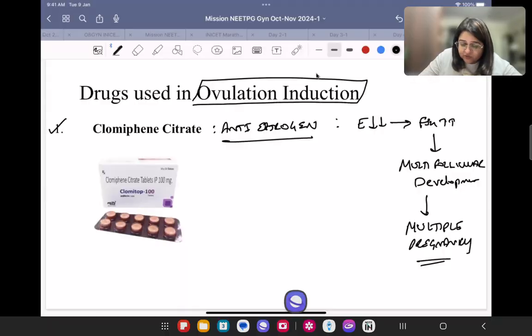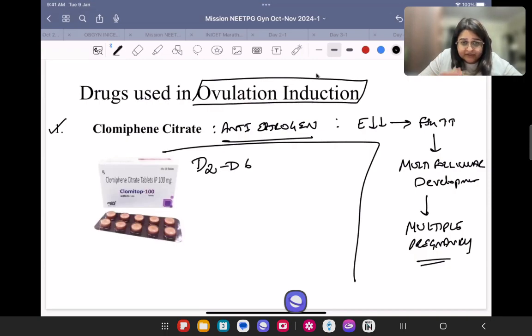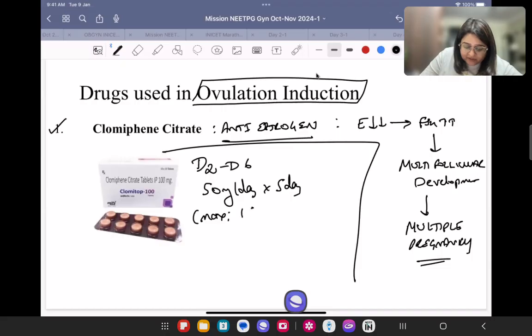Now the second thing you should know about clomiphene is कि हम कैसे देते हैं. So we usually give it on day 2 to day 6 of the period. That means we start on day 2 and give it for 5 days. The starting dose is 50 milligram per day. Suppose she doesn't respond to 50, next cycle you give 100, then she doesn't respond, then you can go up till 150 milligram per day. ठीक है, so we give it for 5 days.